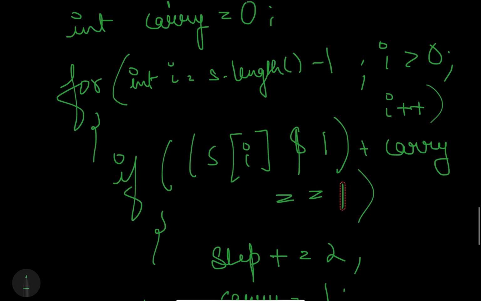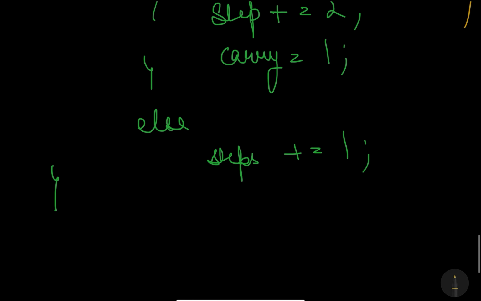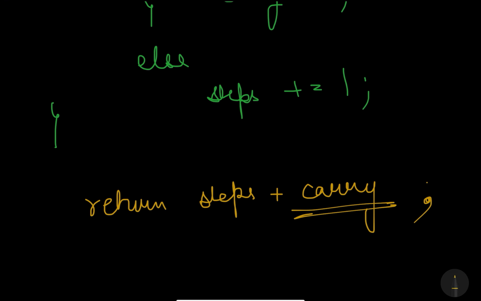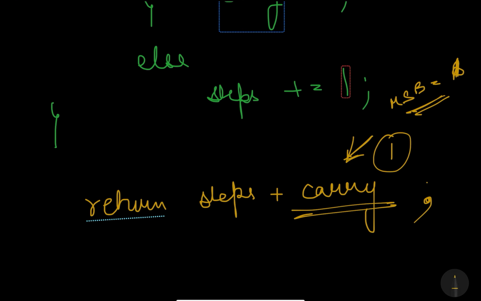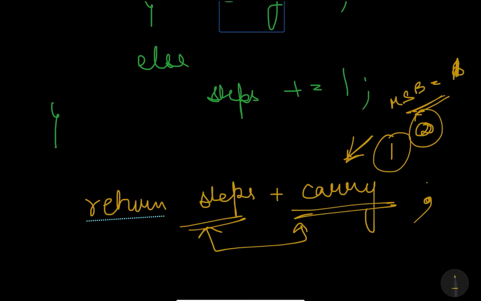And you can see we have only iterated to 1 less than the MSB. Why? Because at last we can simply return our number of steps plus carry. This carry counts for our MSB. If our MSB is 1, then the carry is 1 and the number of steps is increased by 1. If it would be 0, then our number of steps would remain the same.